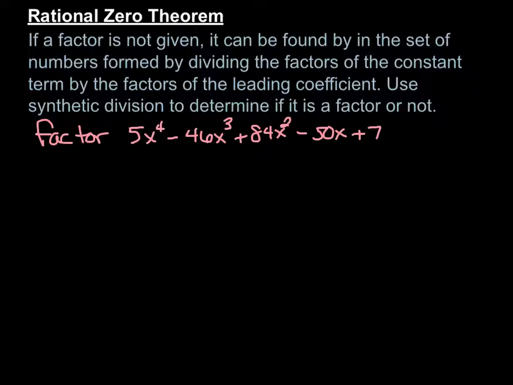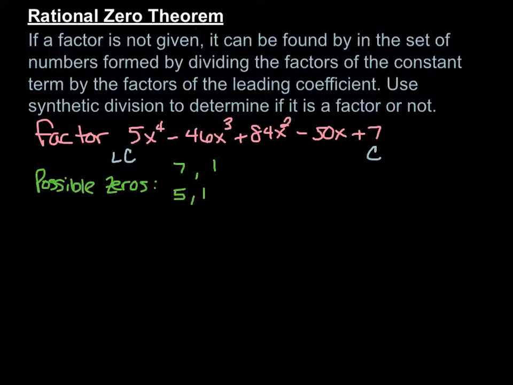Basically, if a factor is not given, it can be found by the set of numbers formed by dividing the factors of the constant term by the factors of the leading coefficient. Okay, this 7 is our constant, and this 5 is our leading coefficient. So our possible zeros, or possible factors, remember, zeros is where the function crosses the x-axis, and our factors tell us that. Factors of 7 are 7 and 1. Factors of 5 are 5 and 1.